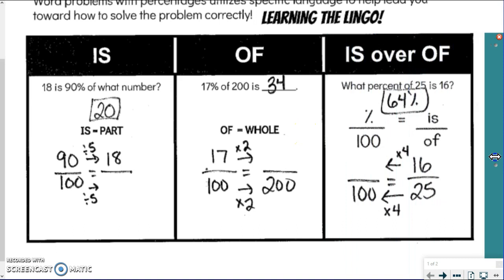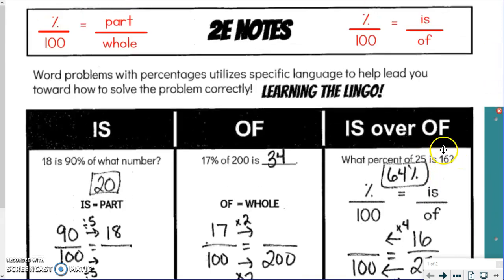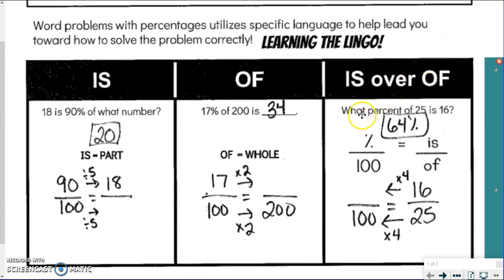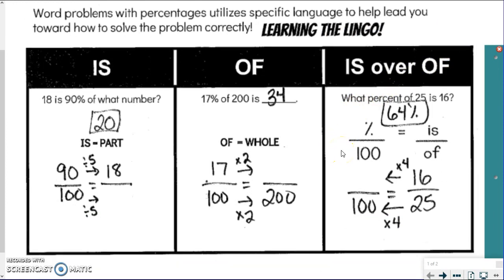The last one is just putting it all together. That is over of. So again, percent over 100 equals is over of. You may want to write that one down, just like how we wrote down percent over 100 equals part over whole. That's what you use for real world problems. The is over of is what you use for percent phrases, I like to call them. So this one says, what percent of 25 is 16?